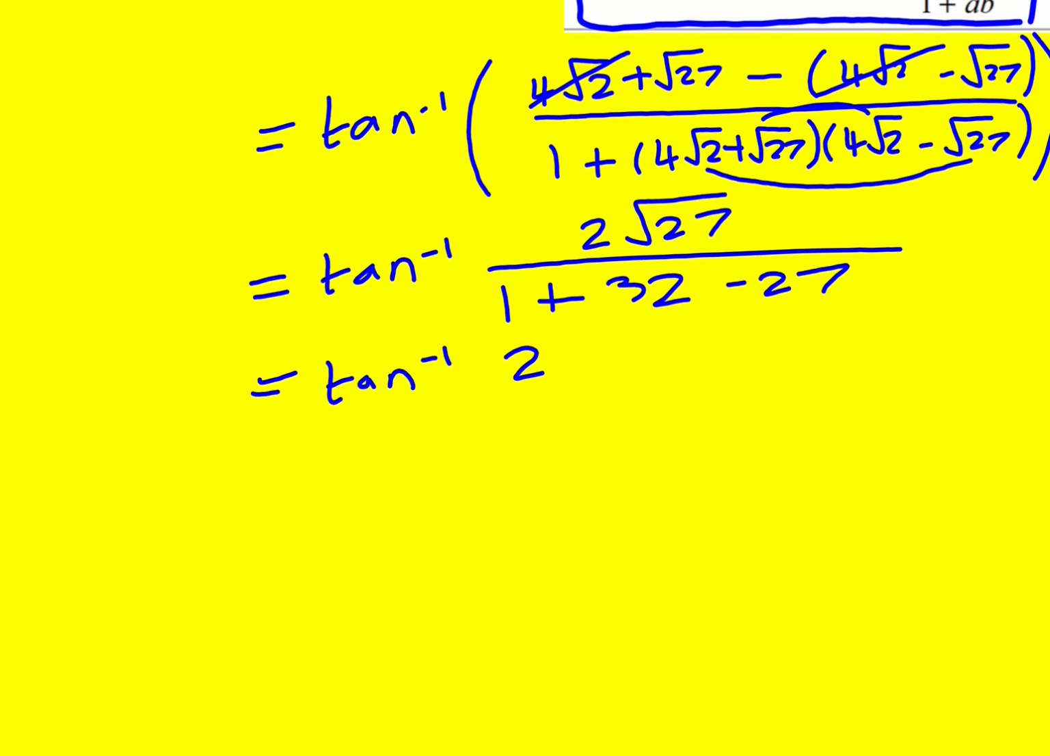I'm just going to simplify the third. So 9 goes into this. So root 27 is equal to root 9 root 3. So it's 3 root 3, which means twice that will be 6 root 3.